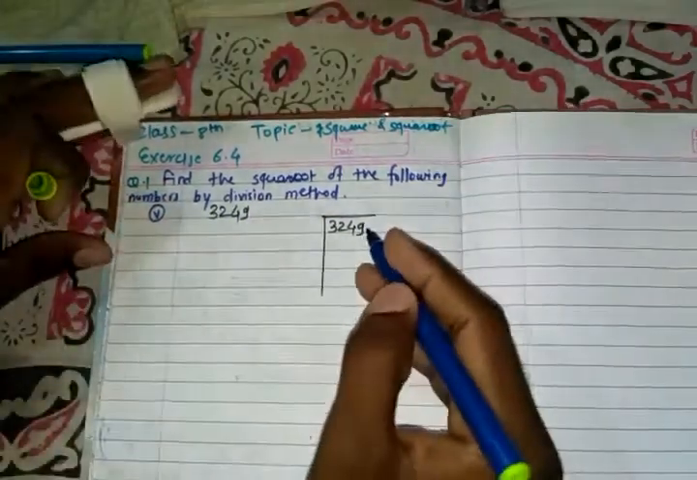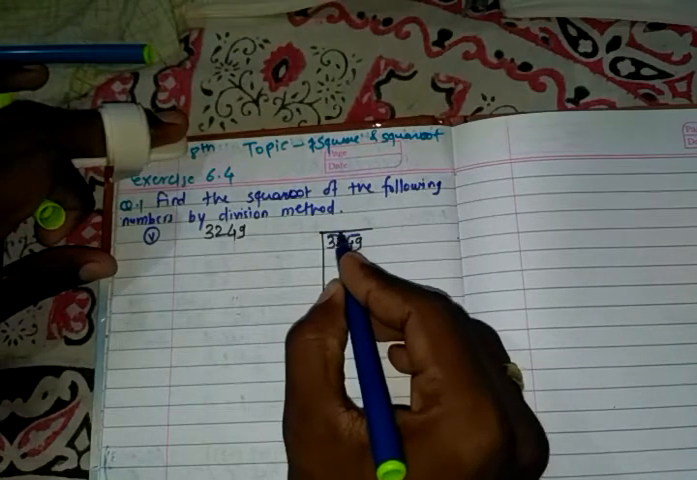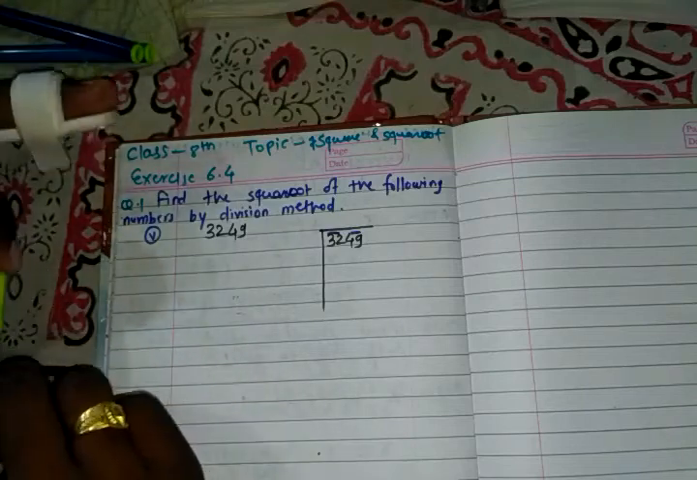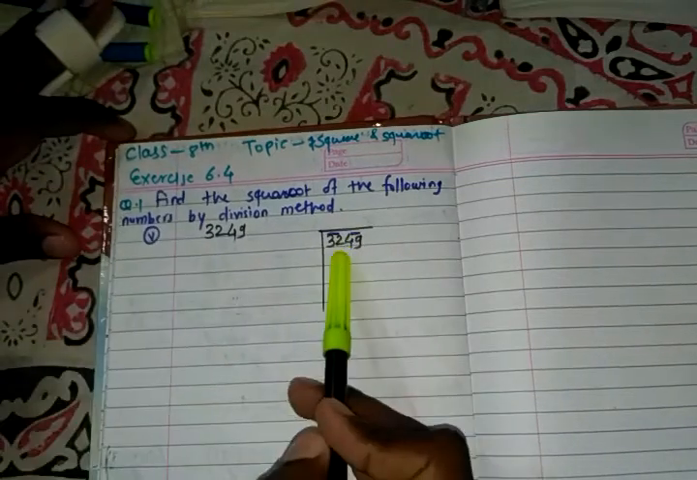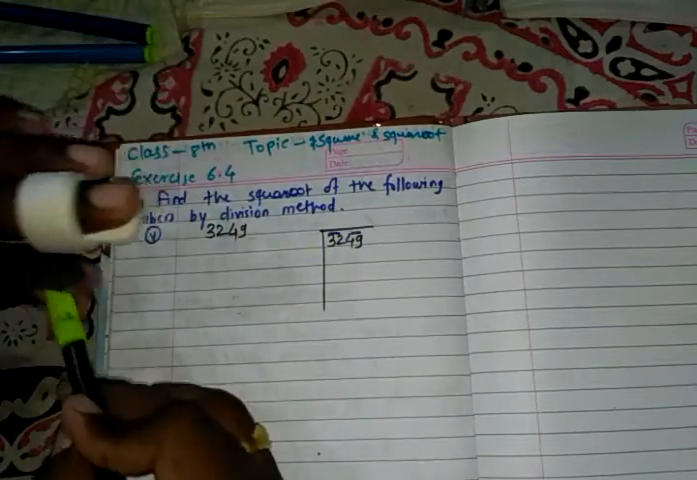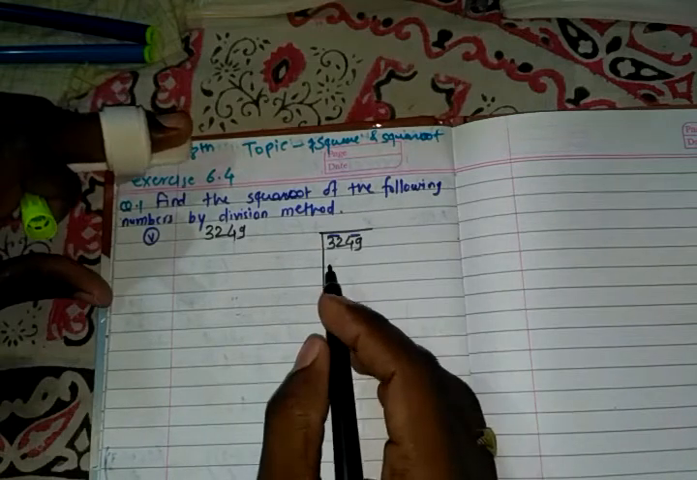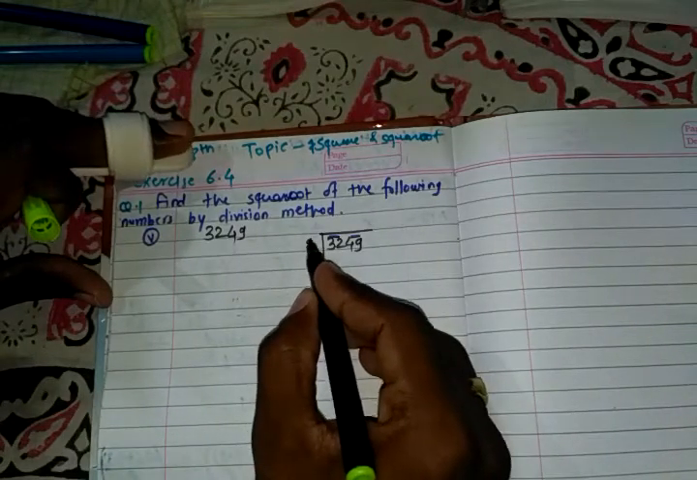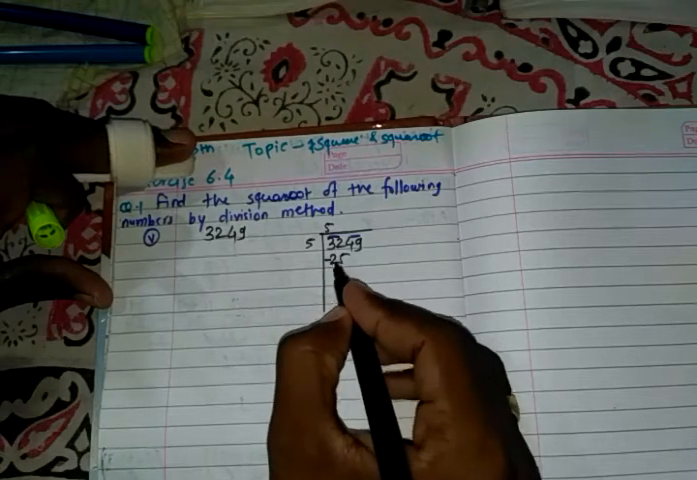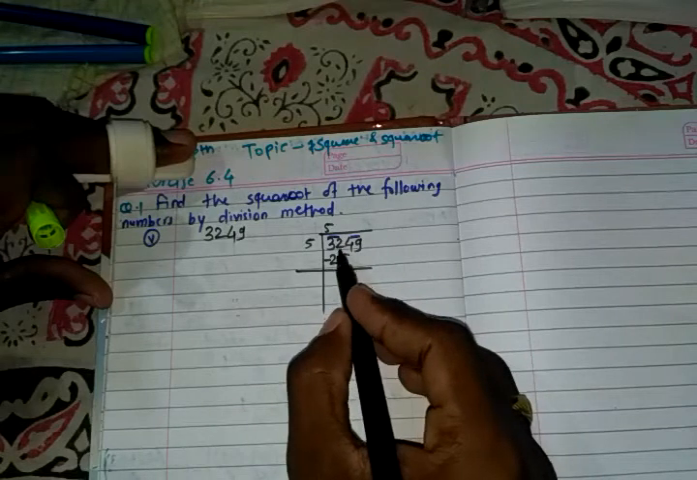Then make pairs of two numbers from the right hand side, and if one number is remaining then we can keep it as it is. Now choose such a number whose square is nearest to 32 or equal to 32. I know that 32 is not a perfect square, so before that one square is there, that is 5. So I will write 5. 25 is the square of 5, and I will subtract.